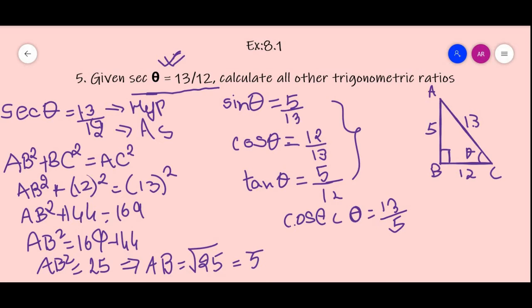And then cot theta I'm going to find. So cot theta is the reciprocal of tan theta. So tan theta was 5 by 12, so it's going to be 12 by 5. So that's it. We have found all the trigonometric ratios, all 6 trigonometric ratios. We have found out 5, and one was already given in the question. It just made it simpler. That is it. Cool. We're done with this question.